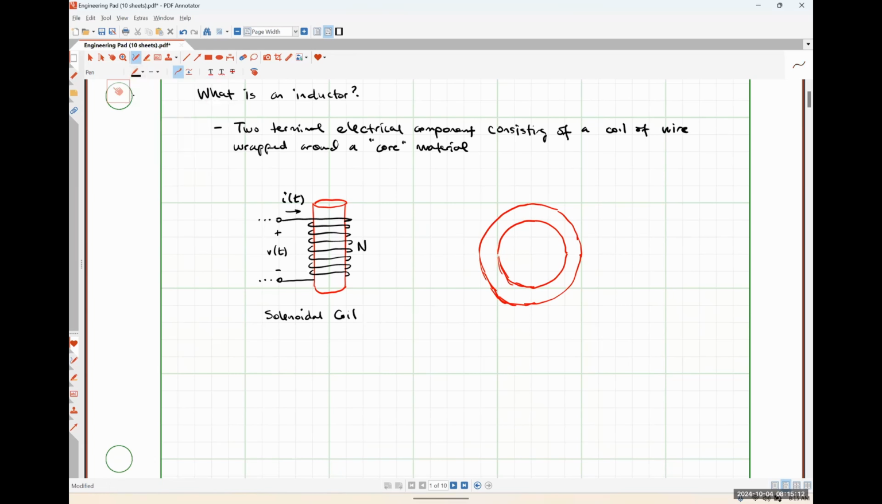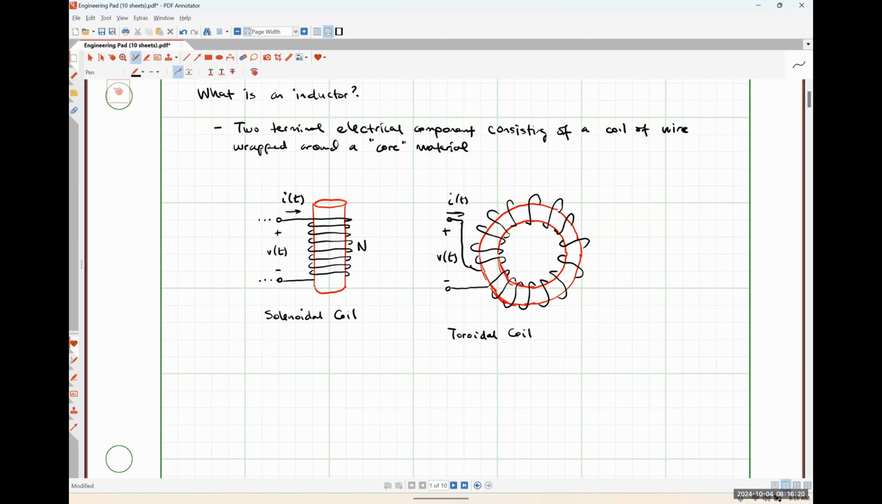So I might wrap a wire around this as well. Okay. So if I start my coil here, like so. Let's say that I is flowing in here, and our voltage drop across our terminals will be like so. So this is our toroidal coil. Okay. So these inductors behave in a very particular way because of magnetic fields.